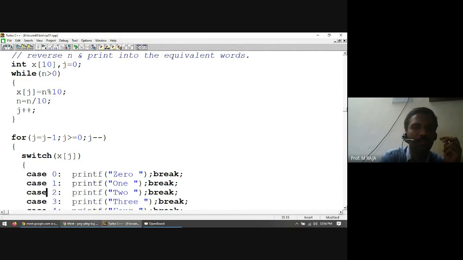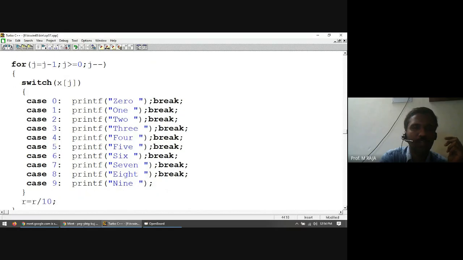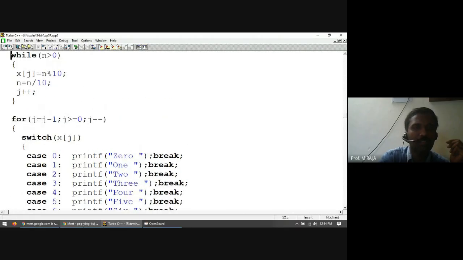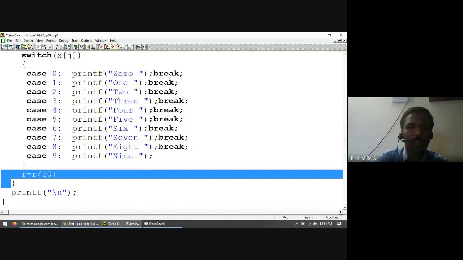That means based on the value of x of j, control goes to execute the case statements, case 0, 1, 2, 3, 4, 5, 6, 7, 8, 9. There is no change in that. Then what do we have to do next? R is equal to R by 10.